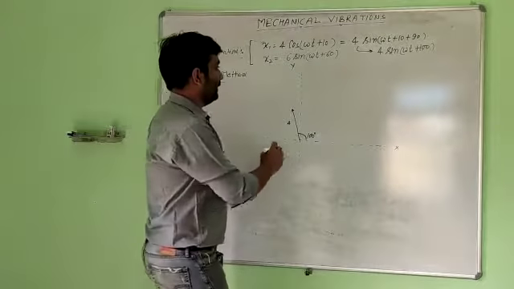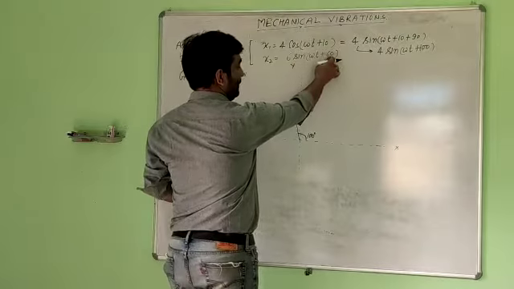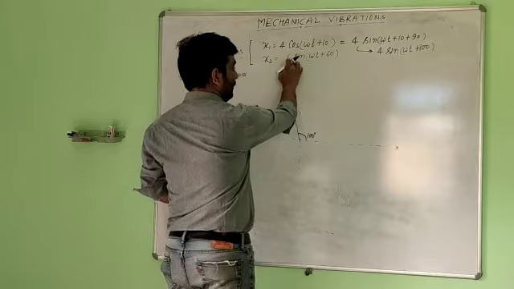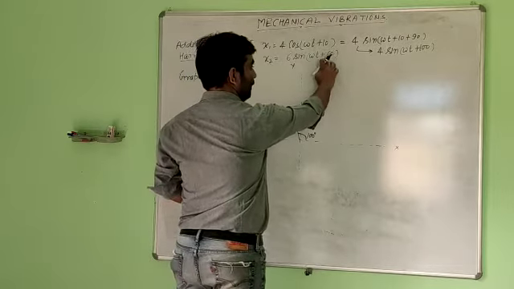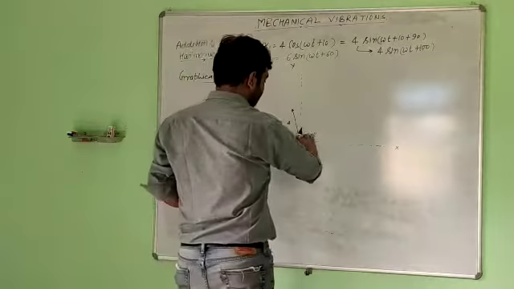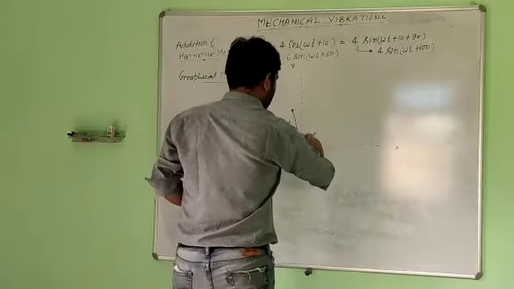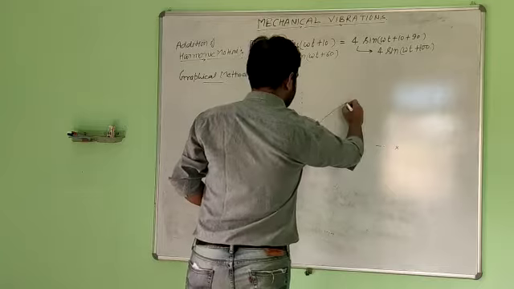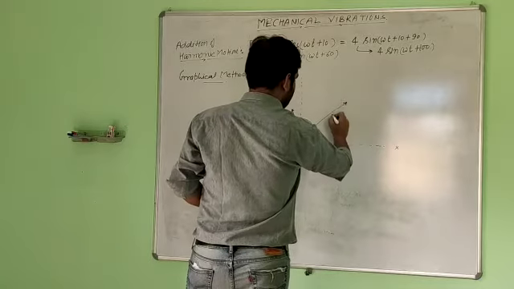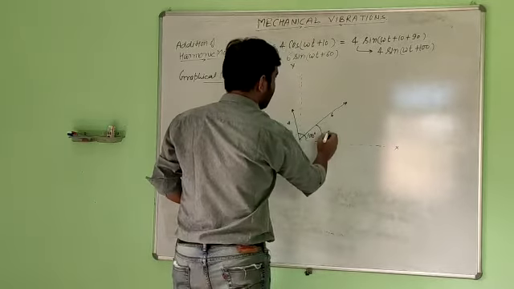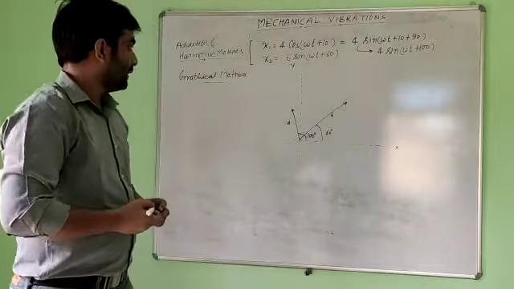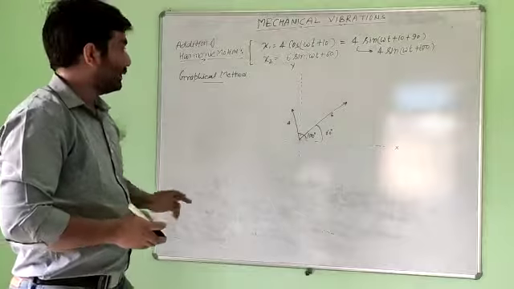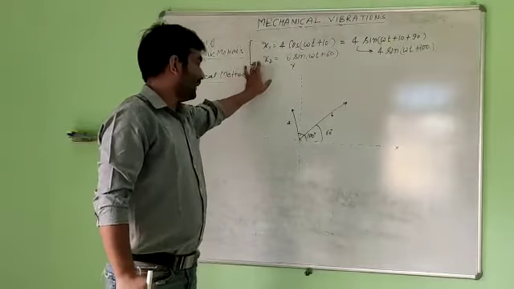Now the second one is 6 sin omega t plus 60 degree, which means the length of the vector will be 6 and it has a phase angle of 60 degree. 60 degree will come somewhere here. So the length will be 6 centimeter, let's say we have taken this one as 6, and this angle is 60 degree. Now we have drawn the first harmonic motion and the second harmonic motion.